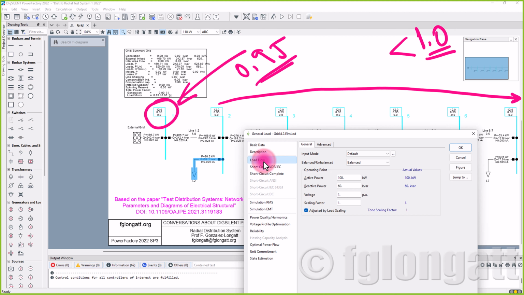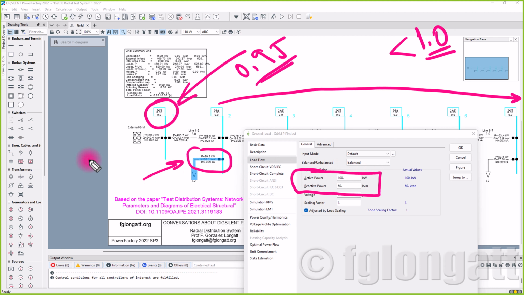Why is it not showing me? You can see over here, this is the operating point, but look over here, the real power consumption. This is 90.2 kilowatts. This is the active power consumption, and this is 54.1 kVAr.